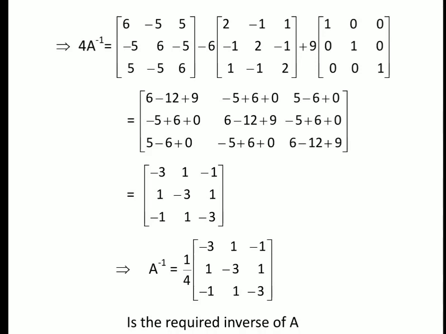For 4A inverse, you substitute all the values and simplify. A square minus 6A plus 9I, with whatever the values are given here, and simplify. Again, you will get A inverse is equal to, taking 4 to this side, 1 by 4 into minus 3, 1, minus 1, 1, minus 3, 1, minus 1, 1, minus 3. You first write all these elements in a notebook, then simplify, and you will definitely get the required A inverse.